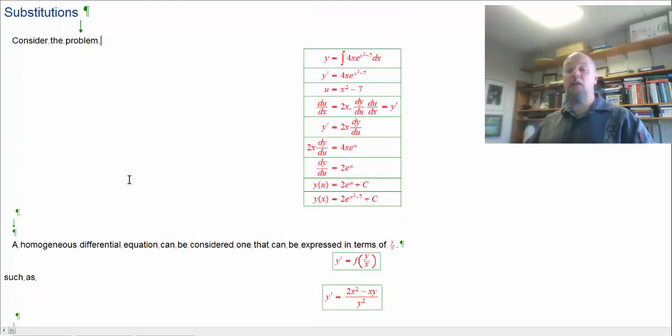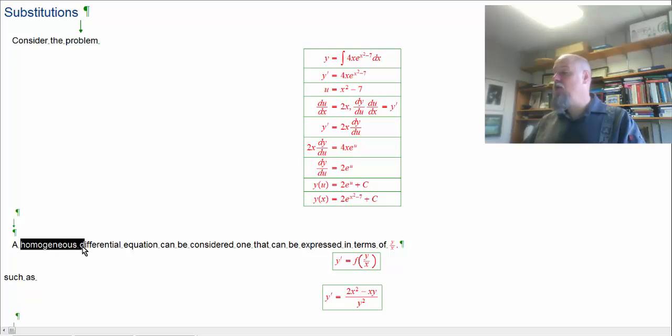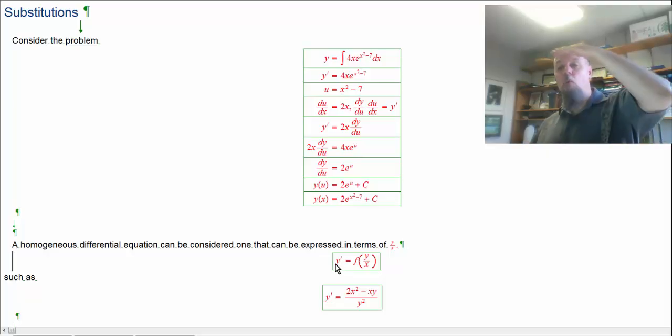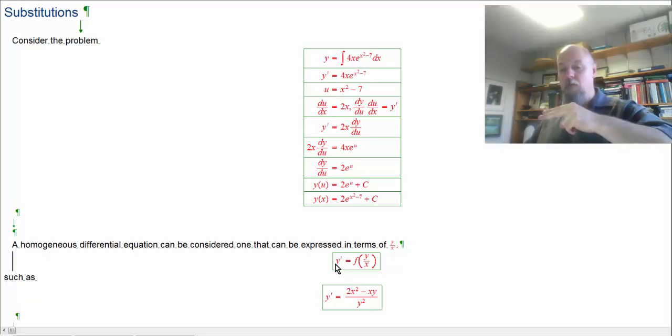We're actually going to study two different kinds of substitution. The first are called homogeneous, and a homogeneous differential equation is an equation that can be expressed as first order, where y prime is a function of y over x. Everywhere there's a y, there's an x underneath. So this happens occasionally, and when this does happen, we can solve it with a substitution.